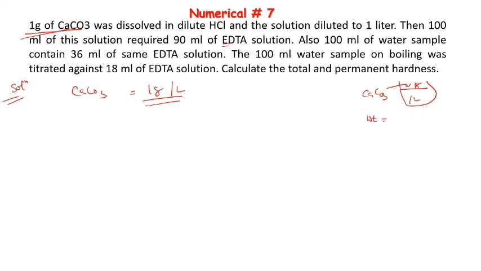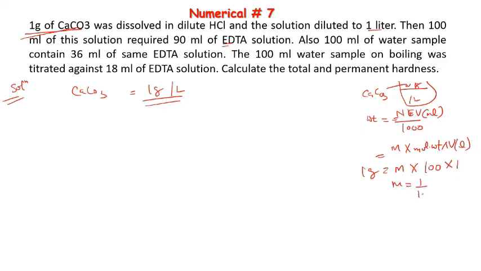The same formula is applied here. Weight is equal to NEV upon 1000, where volume is in milliliters. To calculate the molarity, I replace it with molarity into molecular weight into volume, and as volume is given in liters, there is no need to divide by 1000. Here, replace all the values. This is my 1 gram. Molarity is not known to me. Molecular weight for calcium carbonate is 100. Volume is 1 liter. So molarity will be 1 by 100, 1 by 100 molar for this calcium carbonate water.